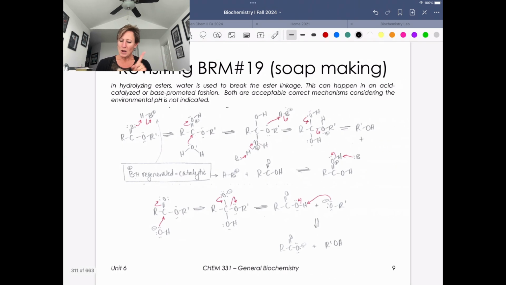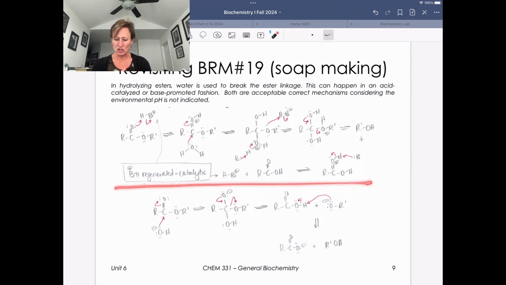All right, so let's look now at how we can hydrolyze that or break that linkage. We can break that linkage in one of two ways. Ester hydrolysis can either be acid catalyzed or base promoted. So let's take here, the top part is going to look at our acid catalyzed fashion. In this case, we're going to have hydrolysis. We want water to act as a nucleophile. Water is not a great nucleophile.